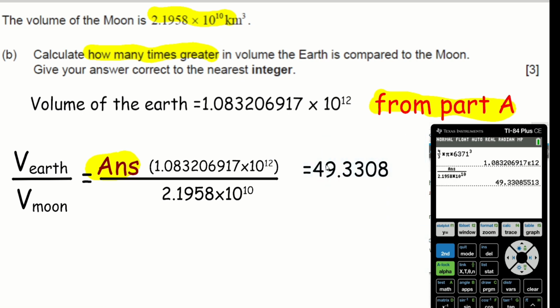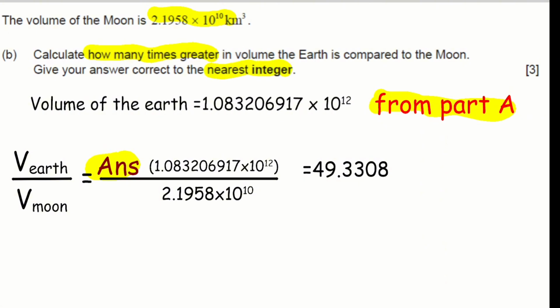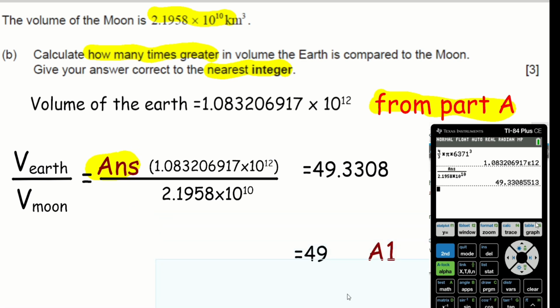Always read the question carefully. If it asks for the answer to the nearest integer and you don't provide it in the correct form, you might not receive full marks. In this question, rounding to the nearest integer is worth 1 mark.